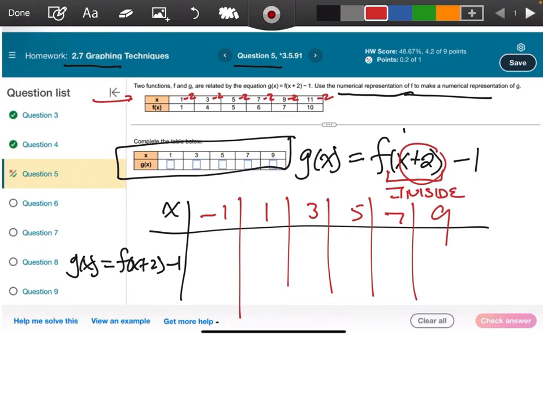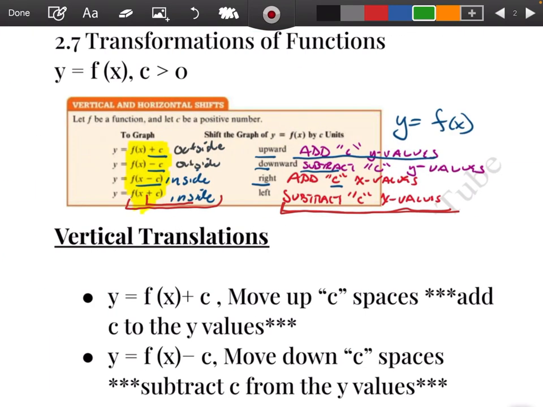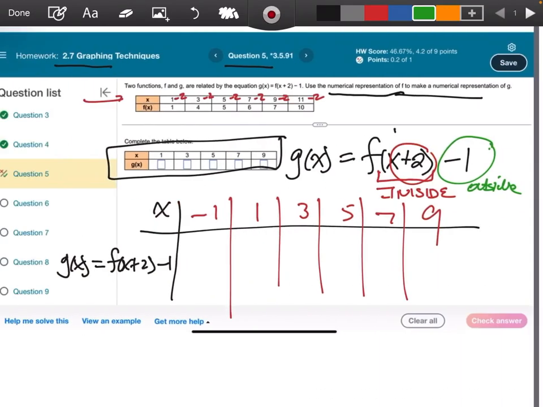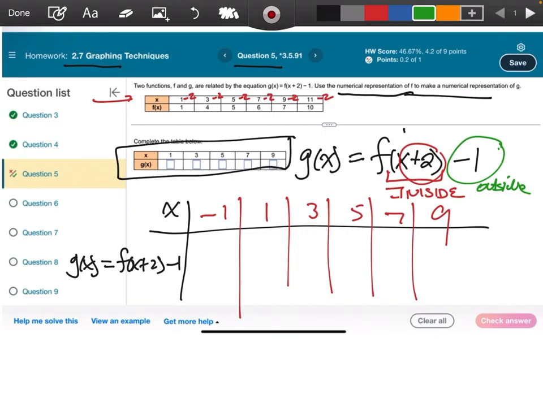All right, the next thing I want y'all to notice is that we have a minus 1, and that minus 1 is on the outside of my parentheses. So I'm going to come back again to my study guide, and if we have a minus c on the outside, we're going to subtract that number from the y values. So I'm going to subtract 1 from each of those y values. So 1 minus 1 is 0, 4 minus 1 is 3, 5 minus 1 is 4, 6 minus 1 is 5, 7 minus 1 is 6, and 10 minus 1 is 9.